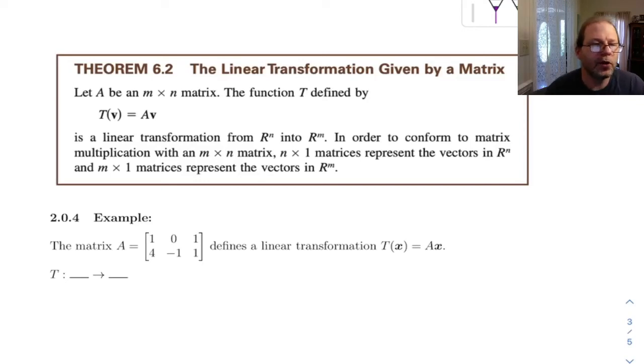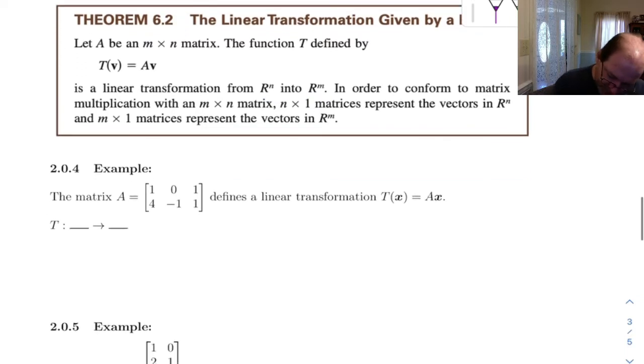Okay, here we're going to talk about the linear transformation that's given to us by a matrix. So the idea is if A is an n by n matrix, then the function we get by taking T of v equals A times v is a linear transformation, and it goes from Rn to Rm. So notice this gets sort of reversed from the order up there. So let's look at this example down here.